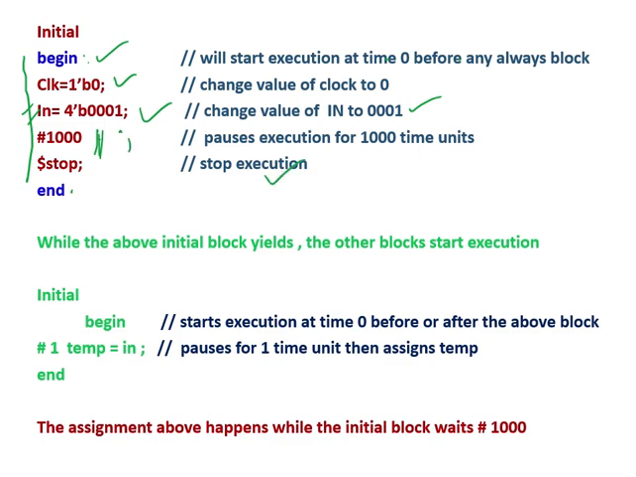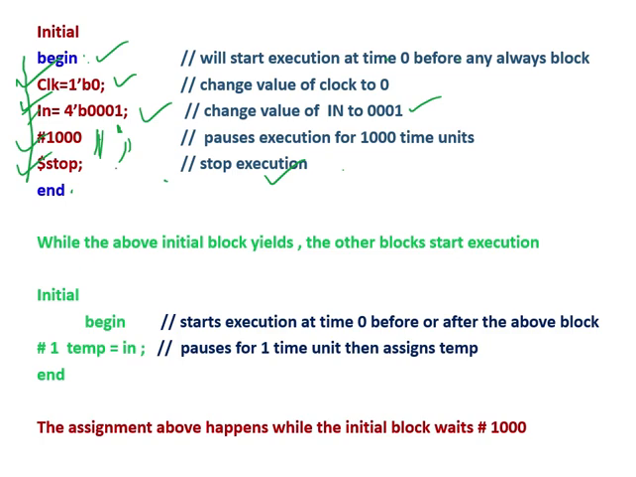This one, $stop, is a predefined task, or function you can say. So this is a stop execution. Once this is done, then it stops, because inside the initial block things happen sequentially. So first this one will be executed, then this one, then this one, then this one. So after 1000 time units, the execution will be done.